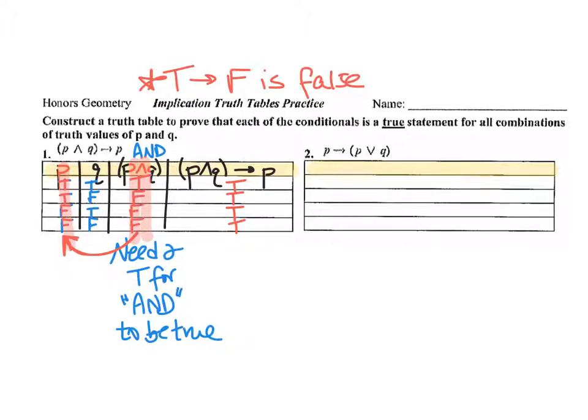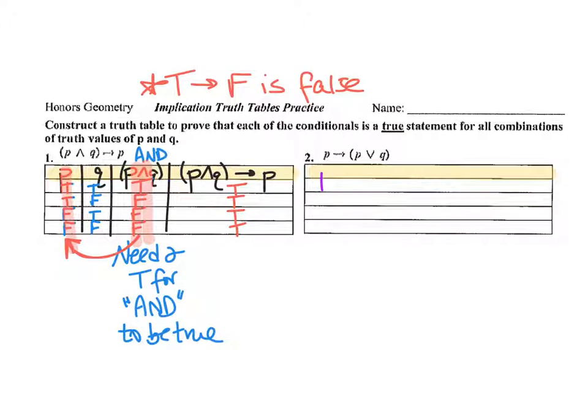Okay, and then the next example, one more of those. We have a P, we have a Q, we have a P or Q, and then we have a P implies P or Q. We'll put our columns in here. So we have true, true, false, false, and then true, false, true, false.